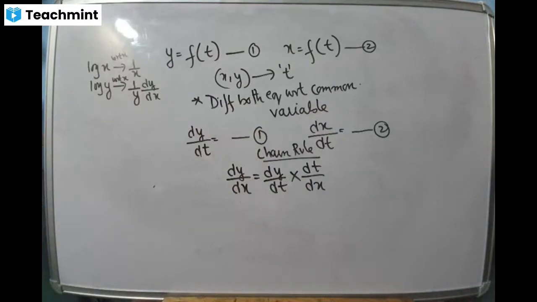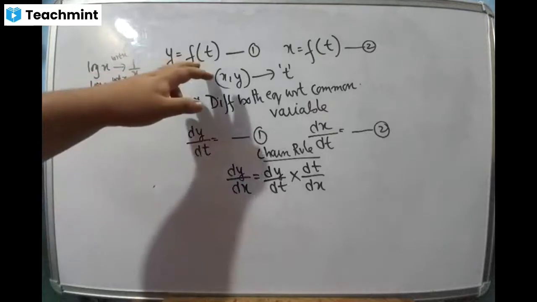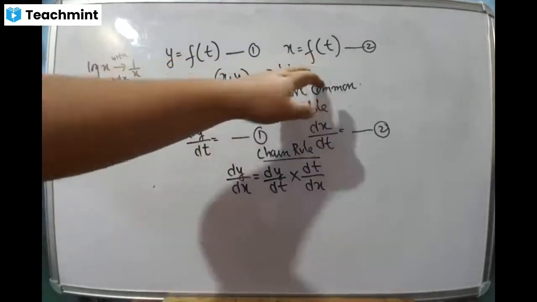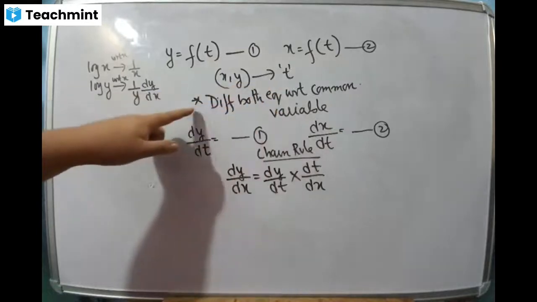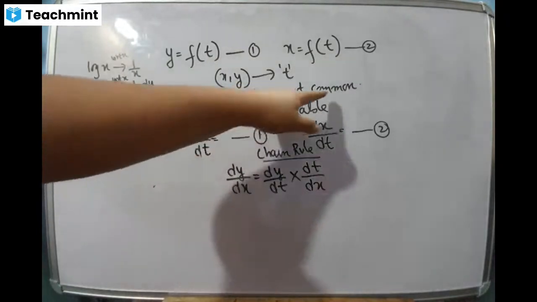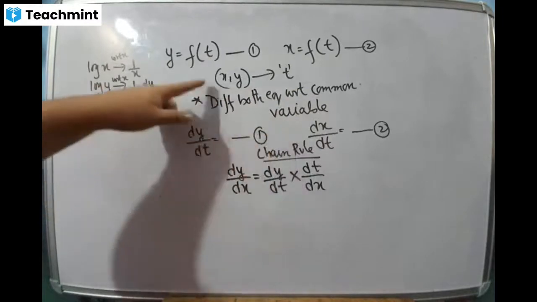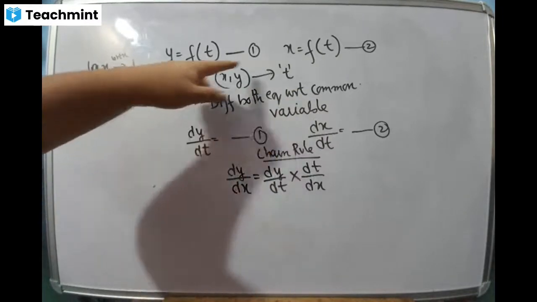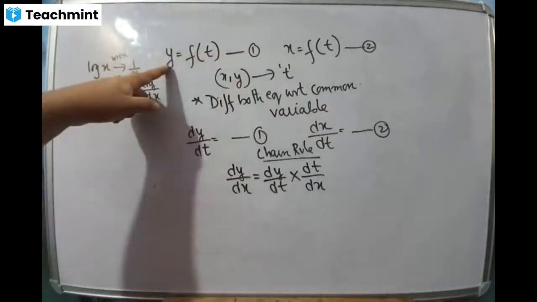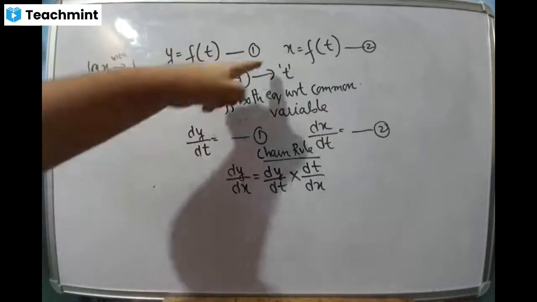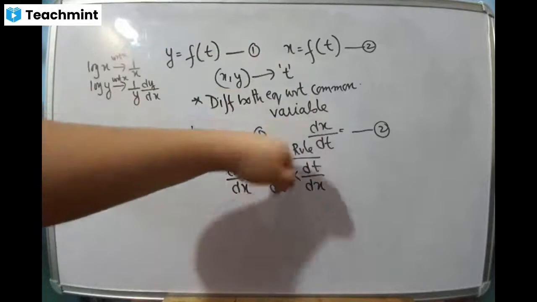So I hope everyone understood what's a parametric equation. Those who joined late, especially for the last time: parametric equation means two equations will be given such that two variables will be expressed in terms of a common variable. The technique to solve a parametric equation is we differentiate both equations with respect to the common variable. The common variable out here is t. So when you differentiate y with respect to t, you get dy by dt, and when you differentiate x with respect to t, you get dx by dt.